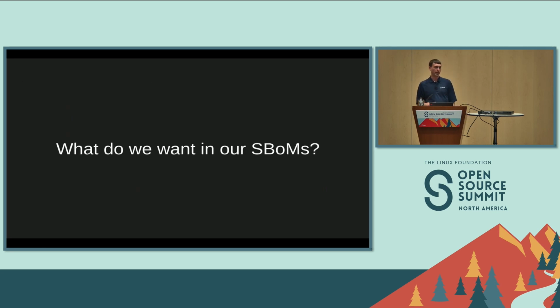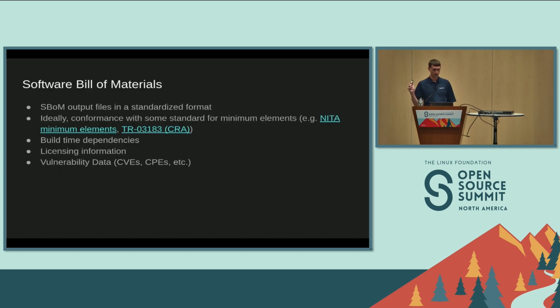So what do we look for when we have an embedded SBoM? Ideally, we would get our SBoM output files in some standardized format. There are a couple of different ones out there to choose from, but if we're looking for exchange with other entities, we really want to pick something standardized and not bespoke. We'd like conformance with some standard for minimum elements. There's NTIA minimum elements out there. The CRA has a set of elements that they're looking for. And that's useful. I think there are other minimum element requirements out there. These are the two that I was aware of.